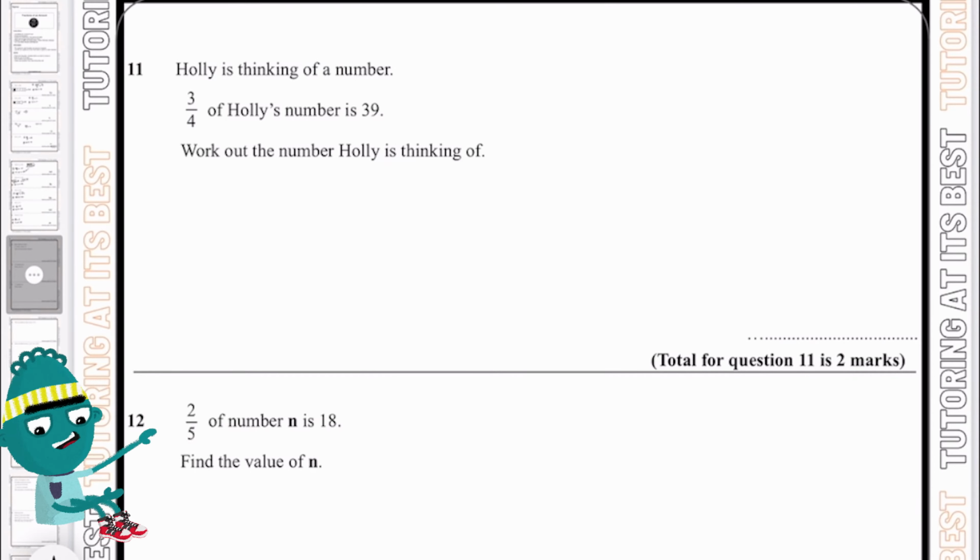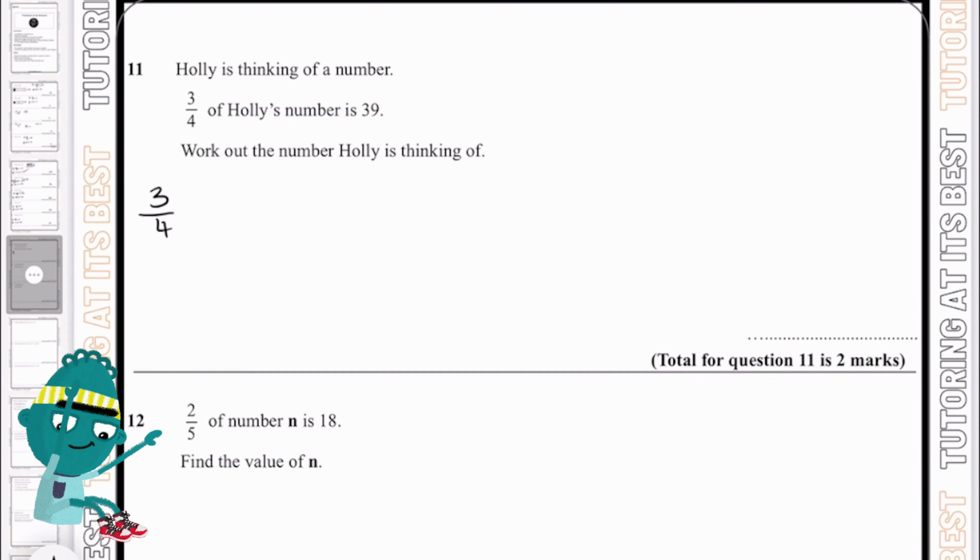Okay, so Holly is thinking of a number. 3/4 of Holly's number is 39. Work out the number Holly is thinking of. We don't really know the number, so I'm going to simply write out that 3/4 of n equals 39.